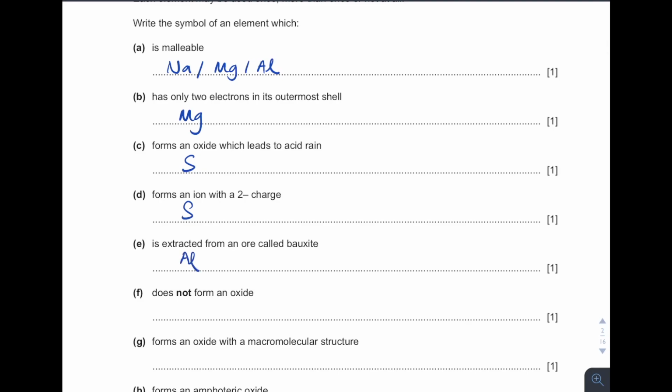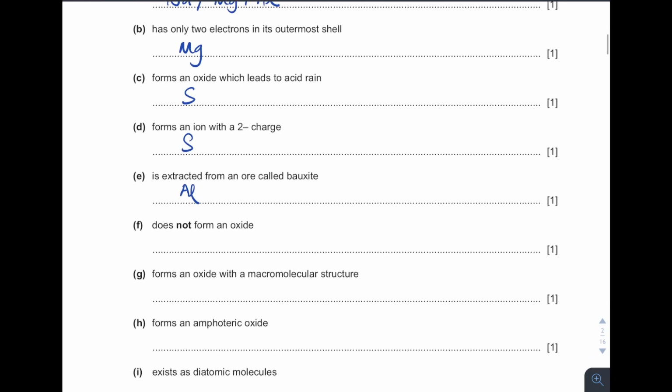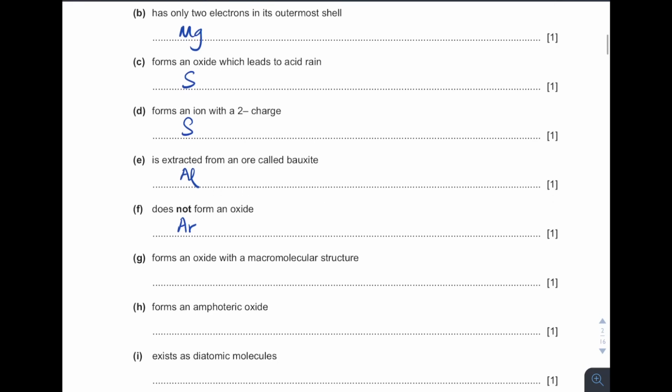And which one does not form an oxide? It has to be group 8. Group 8 elements are stable. They do not react at all. Then, forms an oxide with a macromolecular structure. From here we know it has to be silicon. Silicon(IV) oxide, an example of a giant covalent compound.